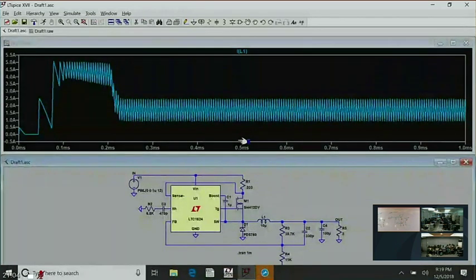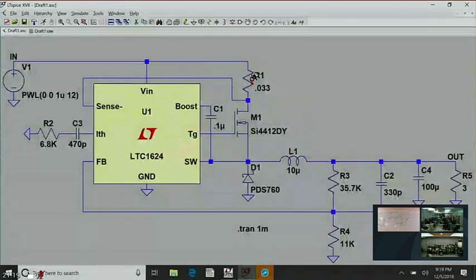However, to implement current mode control, you need to sense the inductor current. Now, there's lots of ways of sensing inductor current. This just uses the time-honored method of a current sense resistor. That's why it has this 33 milliohm current sense resistor. It gives a small voltage drop for a full-scale current through the resistor.